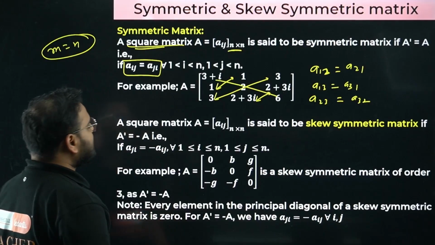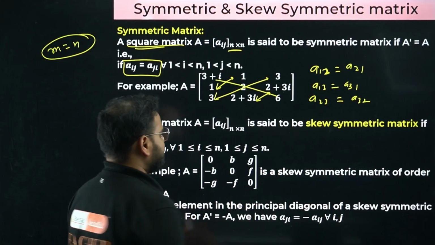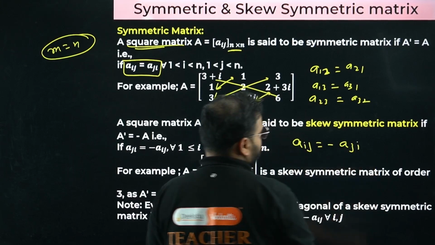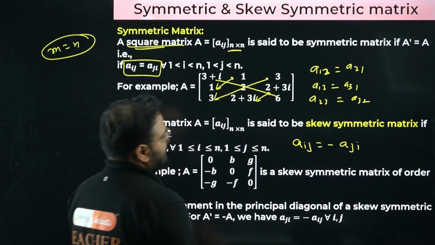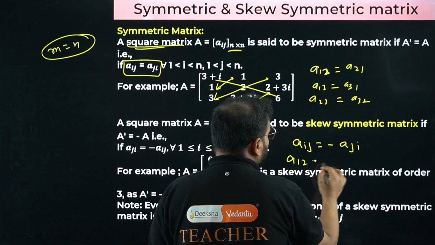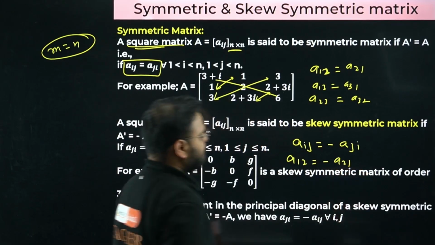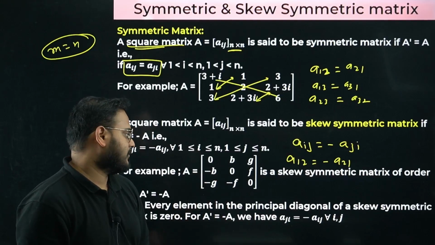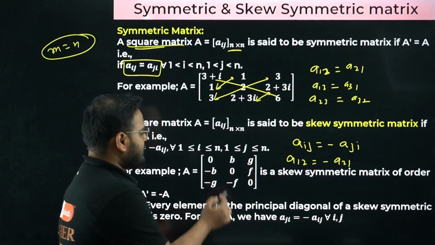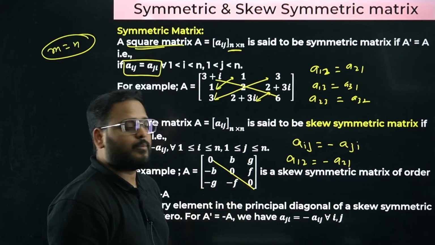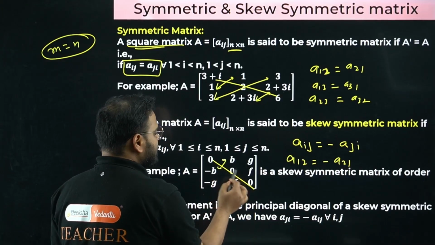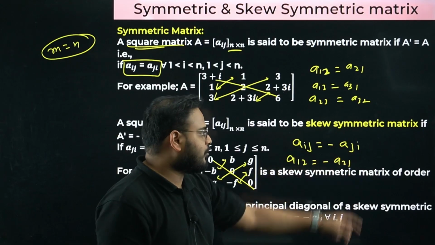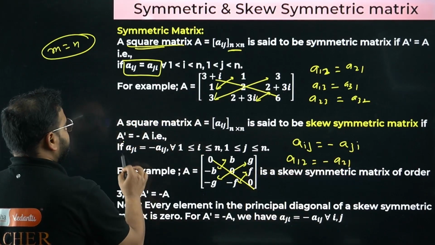What about skew symmetric? You will have a negative sign. So you'll have Aij equal to negative of Aji. What I mean by this, please check. You'll have A12 equal to minus of A21. So A12 is B, so what is A21? Negative of B. Like that, G minus G will be 0. The diagonal will be 0. You'll have B minus B, G minus G, and F minus F. So Aij will be equal to negative of Aji.